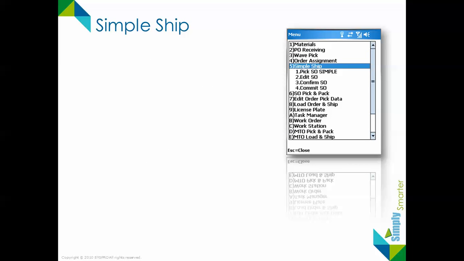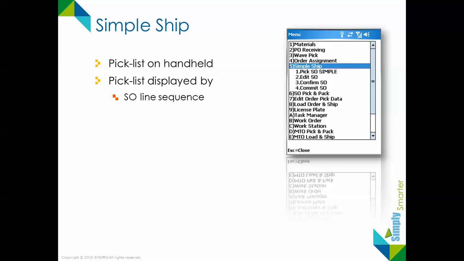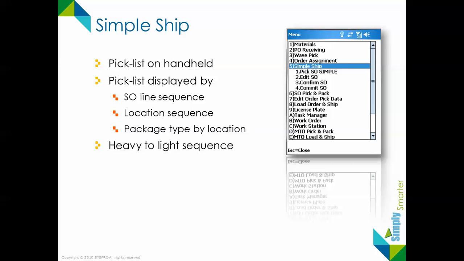If we just have a simple ship, I just grab the sales order. The pick list comes out on the handheld. We look at the pick list. It's either by the sales order line, by the location it's in on the floor, what package type we need to look at. You can also do a heavy to light. So I want to pick those heavier items first because I'm going to be walking out with a cart and I need to have those on the bottom so that way as they get lighter, I'm not squishing those lighter items. Any picked item can also be edited at any time up till we've finished that. And then we want to commit that directly to SYSPRO when we're ready and update the orders.